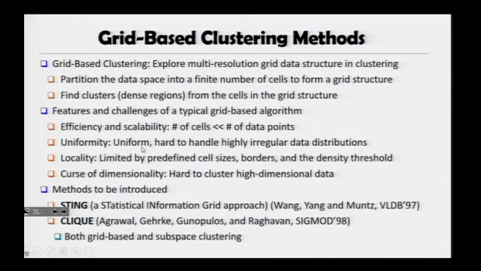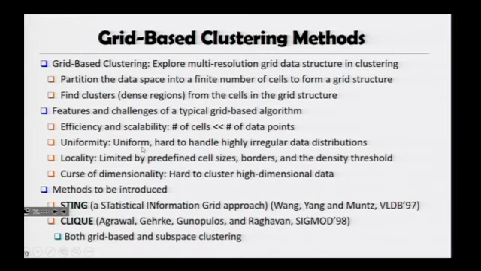The second challenge is locality. You need to predefine the number of cells, the cell size, the borders of those cells, and also the density thresholds. You can see there are many customized settings or parameters in these methods, and identifying local structure is the second challenge. Also, the curse of dimensionality is a significant challenge faced by the method.